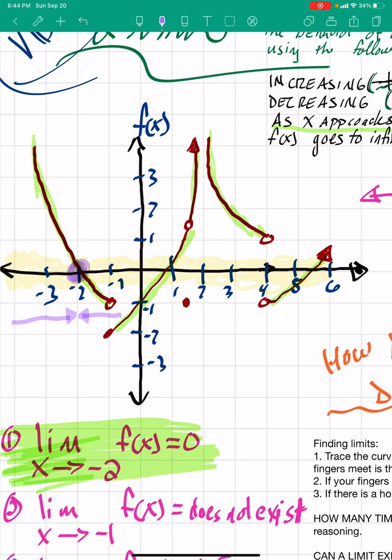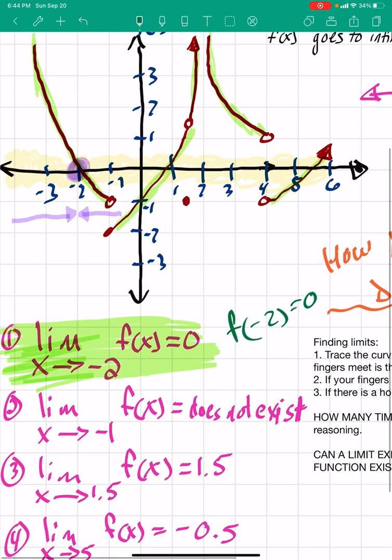So since it does the same thing from both the left and the right, I can say that the limit as x approaches -2 of f of x does indeed equal 0. It just so happens that that's also the function value. F of -2 is also 0. So let's write that down. F of -2 equals 0. So we have a limit and a function value, both as x gets closer to -2, that equals 0. So right now, I don't know that we can say what the difference is between a limit of a function and the function value. Let's try number 2.